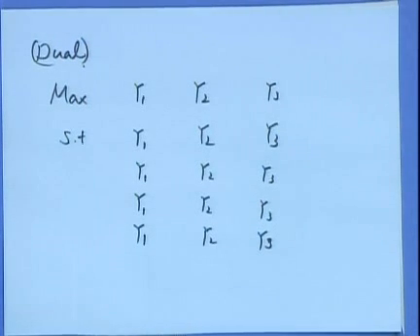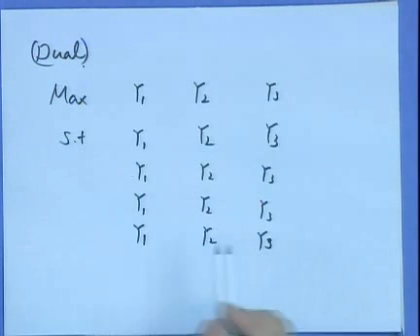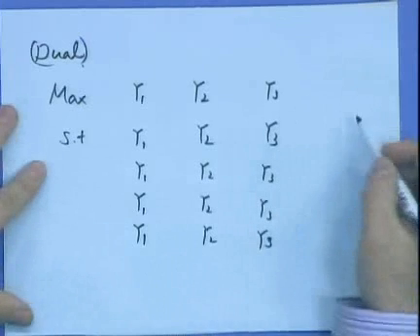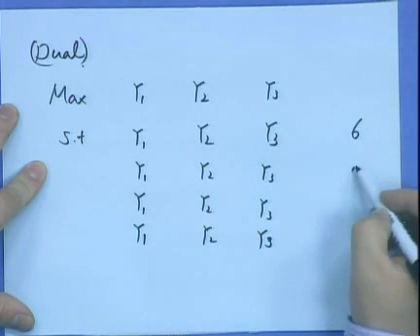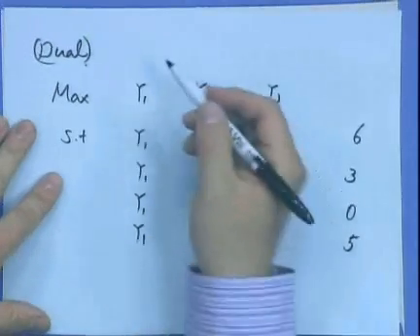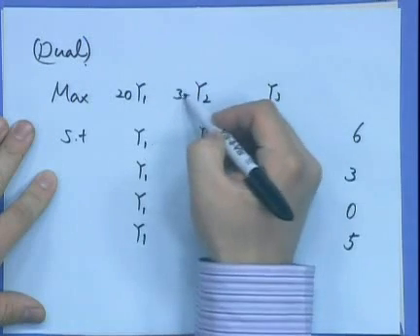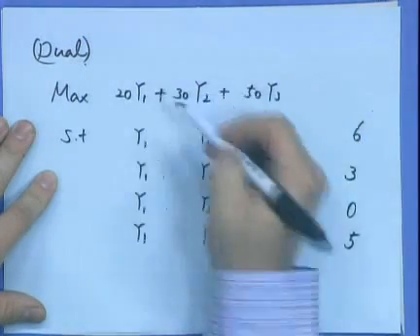And the objective coefficients in the primal problem are 6, 3, 0, 5. Well, actually it is 6305, right? Okay, thank you. 6305 becomes the right-hand side values in the dual problem. And in the primal problem, the right-hand side values are 20, 30, and 50. They become the objective coefficient values in the dual problem. So 20, 30, and 50. Okay?